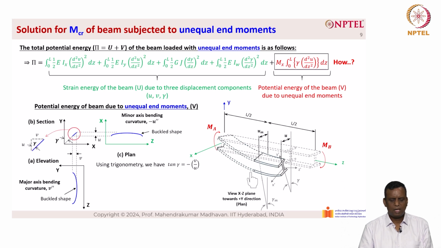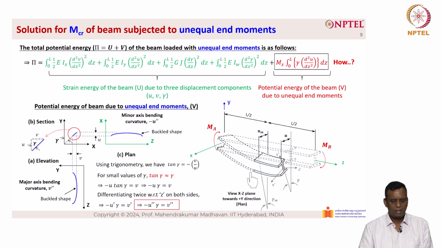Using trigonometry, we have tan gamma equal to minus v by u. Here the slope is negative because with the increase in z, there is a decrease in the slope. For small values of gamma, tan gamma equal to gamma. So minus u tan gamma equal to v, which indicates minus u gamma equal to v. So differentiating twice with respect to z on both sides gives the equation minus u dash gamma equal to v dash and minus u double dash gamma equal to v double dash.